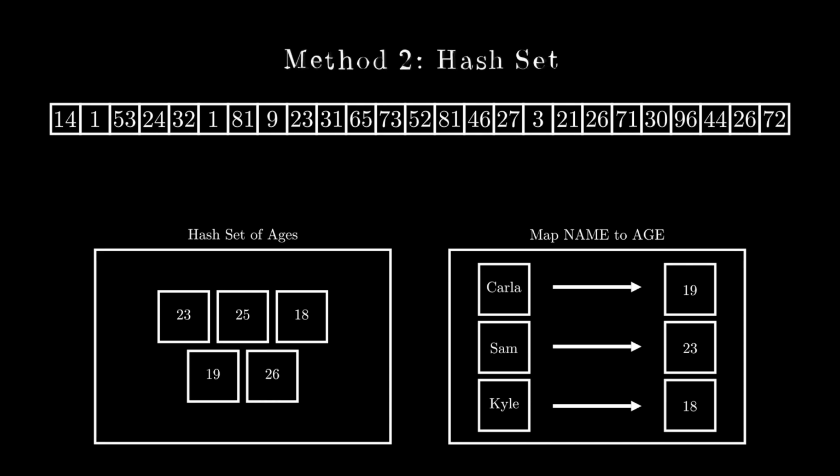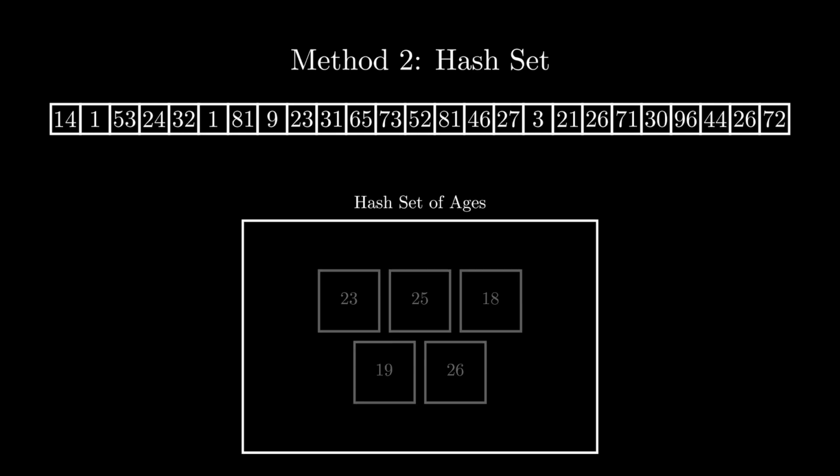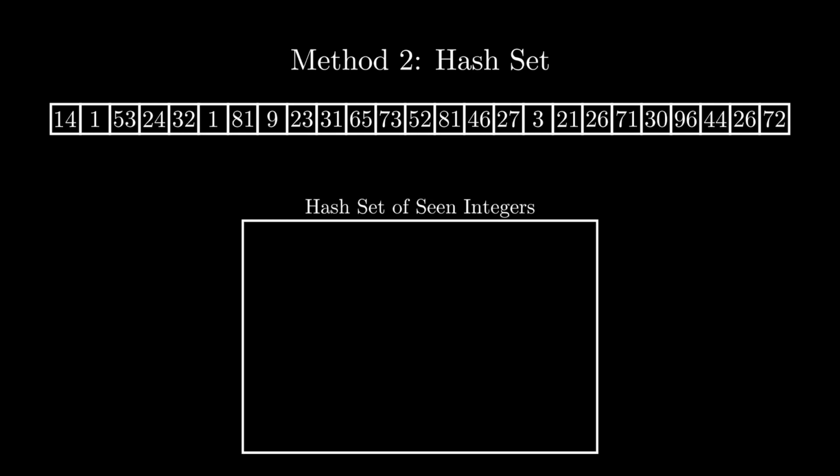It's the hash set. We just want to remember if we've seen something before. We don't need a key value pair. We just need to remember the keys. In this case, the keys are the past seen integers. So let's iterate through the array and add each element to the hash set. However, if the element is already in the hash set, then we've found a duplicate.